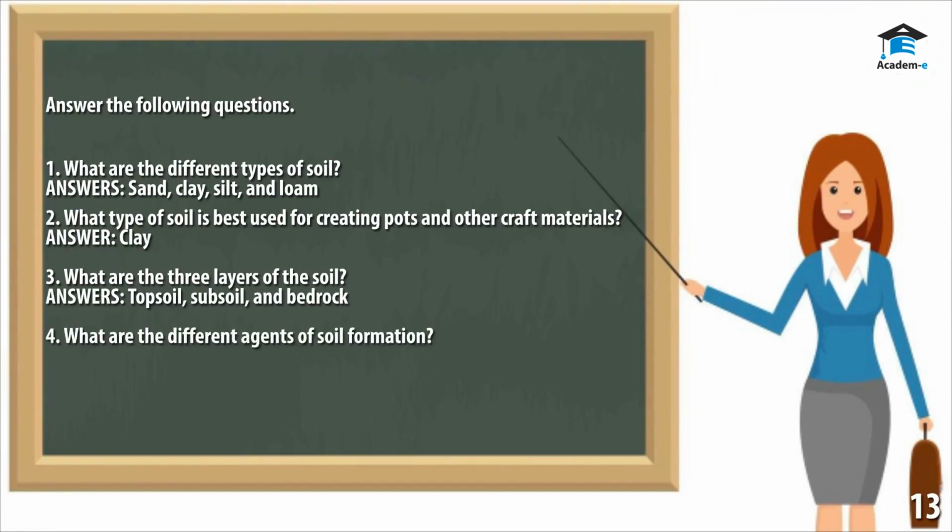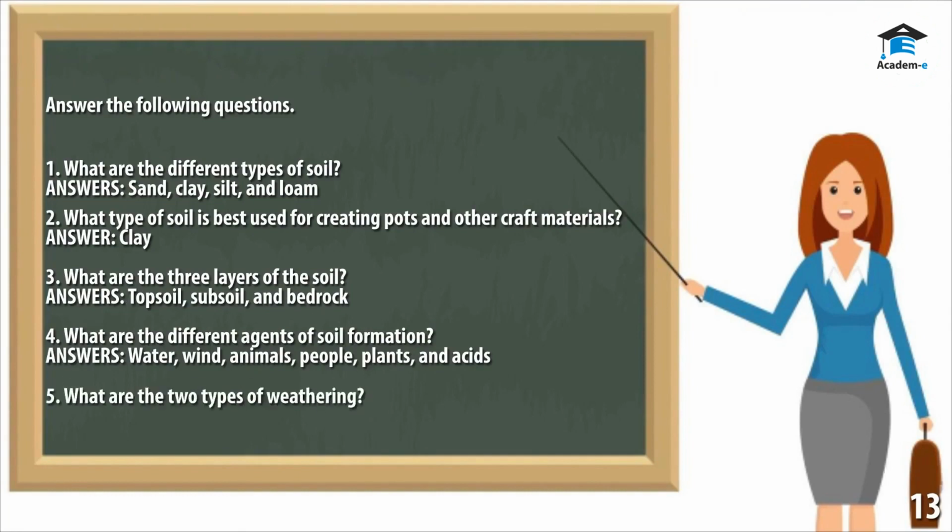4. What are the different agents of soil formation? The different agents of soil formation are water, wind, animals, people, plants, and acids. 5. What are the 2 types of weathering? The 2 types of weathering are chemical and mechanical weathering.